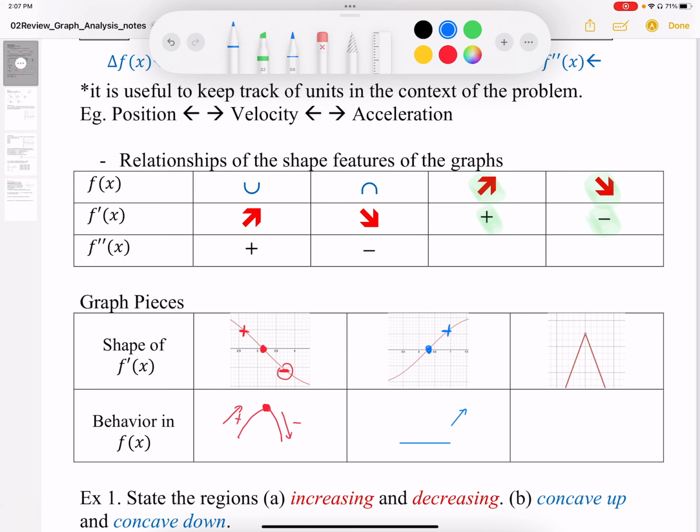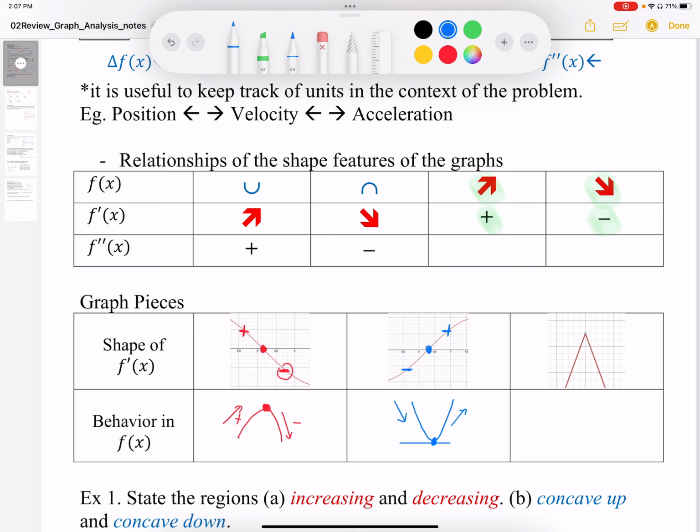On the left side of that, the y values are negative, so the f prime values are negative. That means the behavior in f must be sloping down. So we must end up with this min point like this. So when it cuts through the x-axis, the f prime cuts through the x-axis in this way, we end up with this shape of graph.